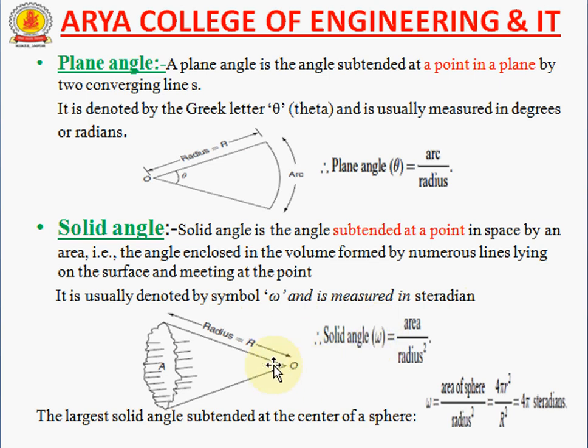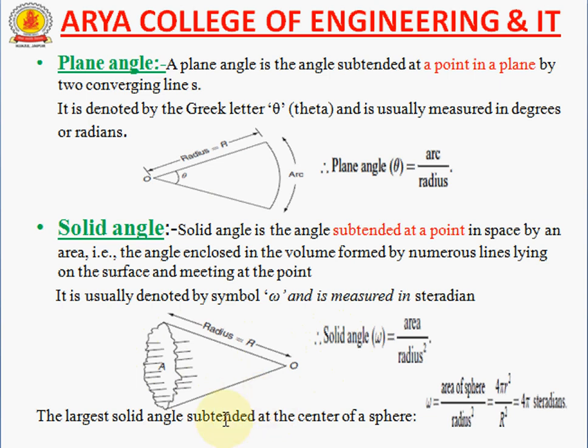So in this diagram we see a very similar diagram to the plane angle, but the difference is that the plane angle diagram is in 2D and the solid angle diagram is in 3D. Here the solid angle is represented by omega. This is the area and this is the radius. So we can say that the solid angle depends upon area upon radius square.